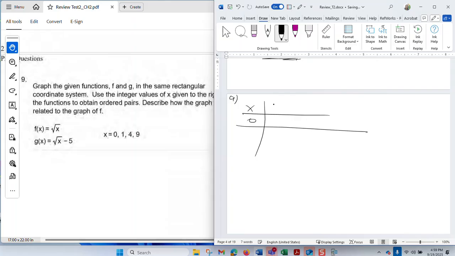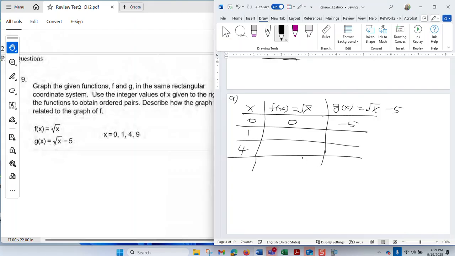Okay, x is 0, and we have f of x equal to square root of x, and g of x is equal to square root of x minus 5. So when x is 0, square root of 0 will be 0, and then this will be 0 minus 5, or negative 5. And then when x equals 1, when x equals 4, when x equals 9.